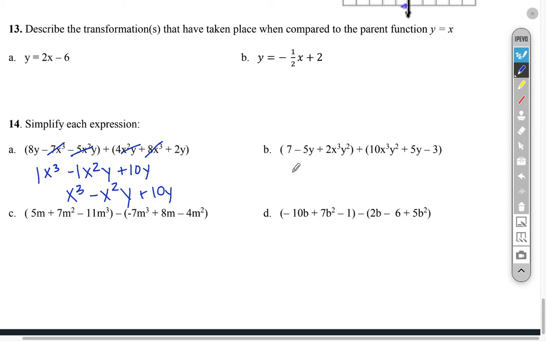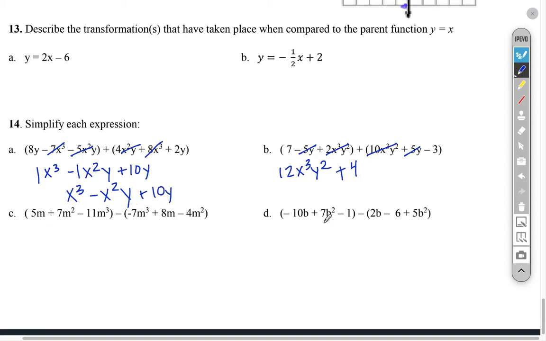All right, b, we're adding once again, so nothing's going to change. So let's start with our highest number of exponents, which is 2x cubed y squared and 10x cubed y squared. So that's going to be 12x cubed y squared. Remember, we're adding these. We're not multiplying, so these exponents do not change. We're just combining like terms. All right, next we have -5y and 5y. Well, those are going to cancel out and go away completely. And we've got 7 minus 3, which is going to be plus 4.